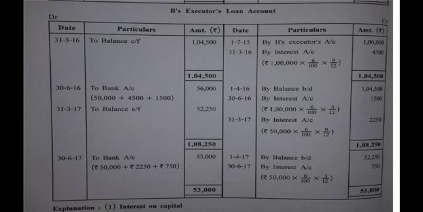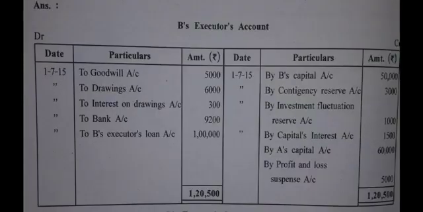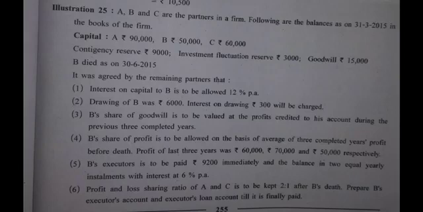You need to prepare the specimen for a loan account first of all. Ledger account you already know how to prepare: debit side and credit side. What is the amount of loan? It is 1 lakh. And what does your adjustment say? Adjustment number 5.